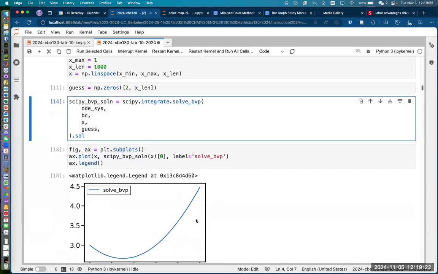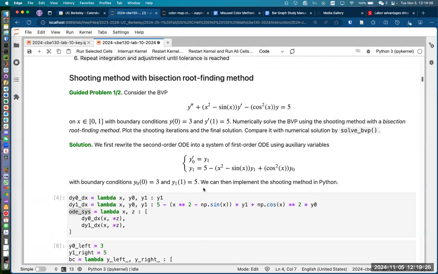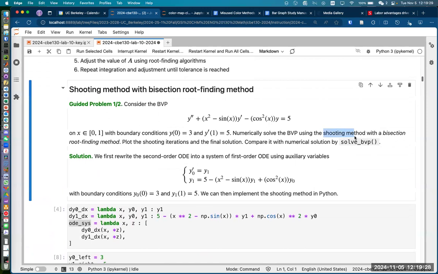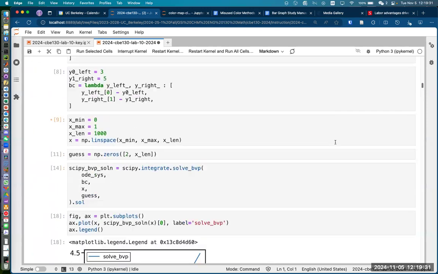Now we have established a ground truth. So this is the true solution. Now we need to code up the shooting method. How do we use shooting method to solve BVP?